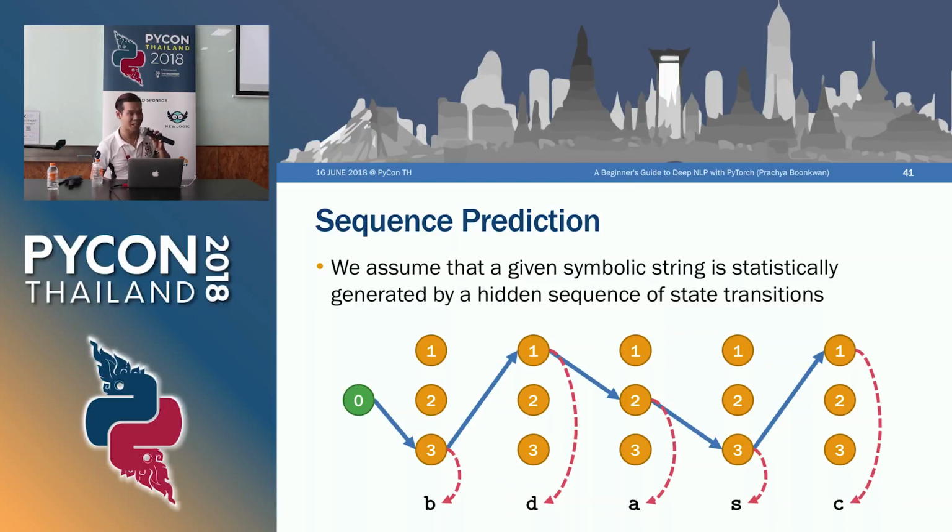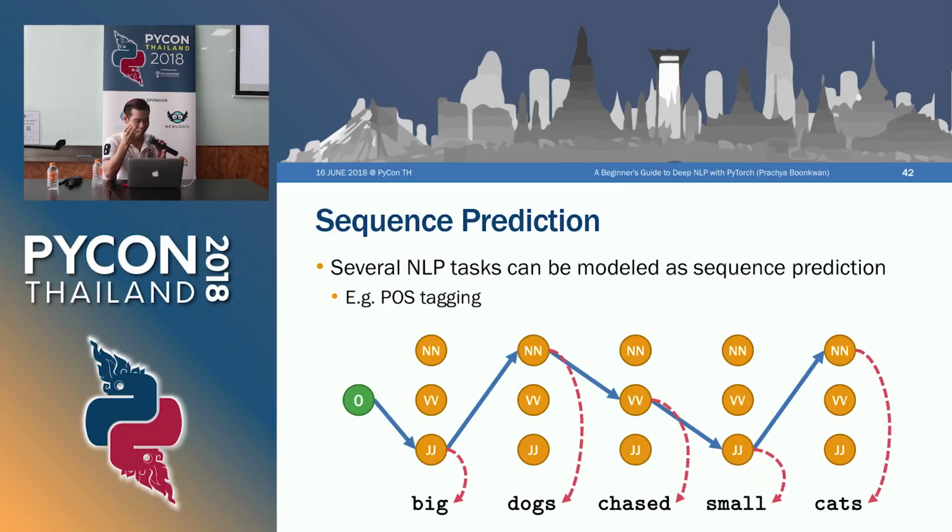You can apply that on many natural language processing tasks, like part-of-speech tagging, finding the grammatical function of each word, like what is the noun, what is the verb, what is the adjective. If you take a look at the diagram, the first step is the adjective, and it generates big. And the next one, dog, is generated from noun, and chase is generated from verb. In sequence prediction, we have a string, big dog chase small cats, as an input, and then we predict the sequence of the hidden states.